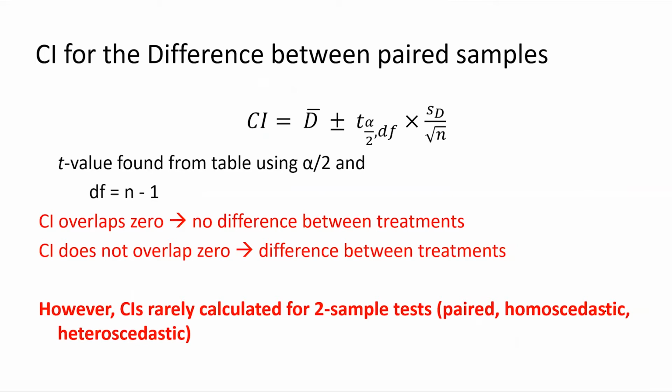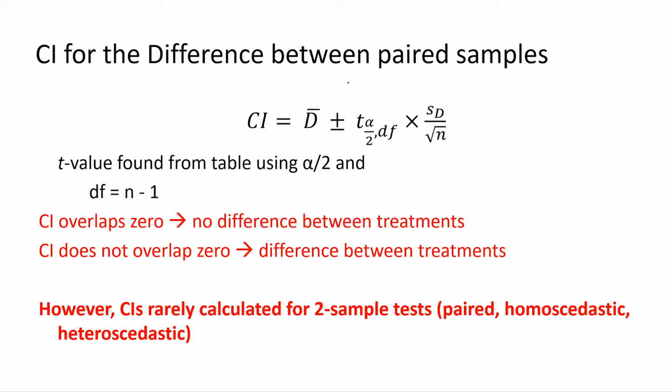When we calculate a confidence interval for paired samples, it's the same thing as our other confidence interval equation, except now we use our mean difference instead of our sample means. So it's our mean difference plus or minus our t-crit times our standard error. This s sub d is just our standard deviation for differences. The t-value is found from the table using alpha over 2, and our degrees of freedom is n-1.